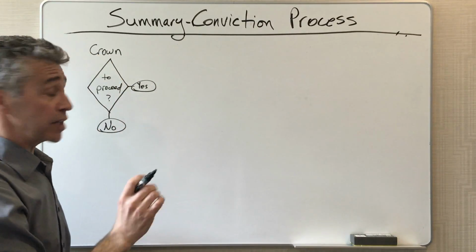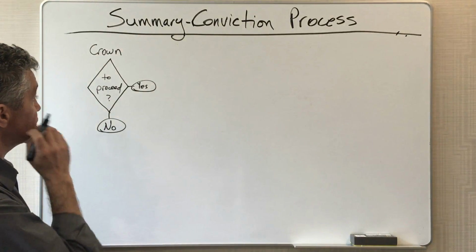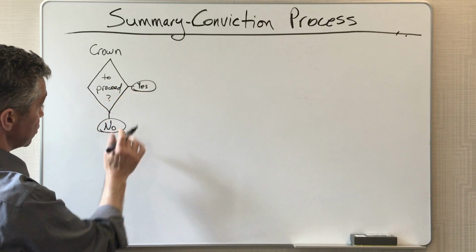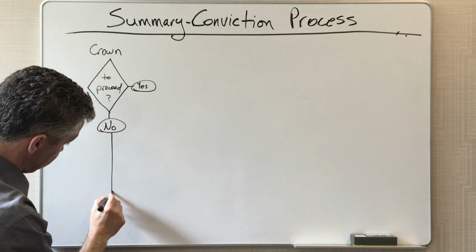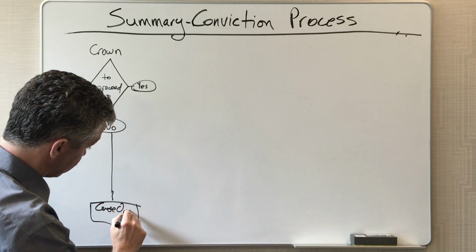In every single case in Ontario, there's a process of charge screening where the Crown will review from the very start whether they're going to proceed or not. So the Crown has a choice to proceed. You have to make a decision. It can be yes or no. If the Crown decides not to proceed, the case is over, and there's no criminal record.